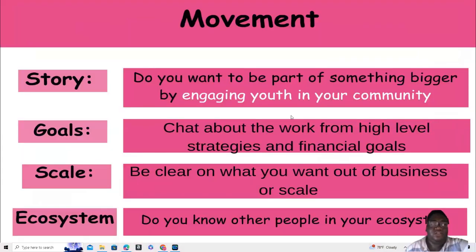In movement of any type, there are four factors: the story, the goals, the scale, and the ecosystem. In the story, the question that you should be asking is, do you want to be part of something bigger? And in our case, by engaging youth in your community. For goals, it would be to chat about the work from high level strategies and financial goals. For scale, it would be to be clear on what you want out of your business. And for ecosystem, do you know the other people in your immediate and extended business vicinity?